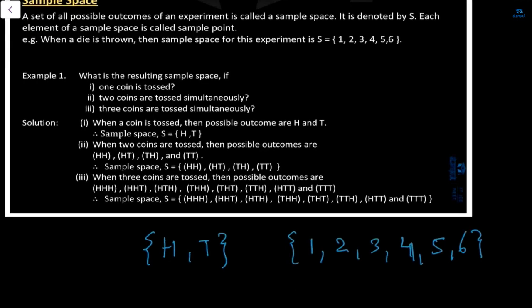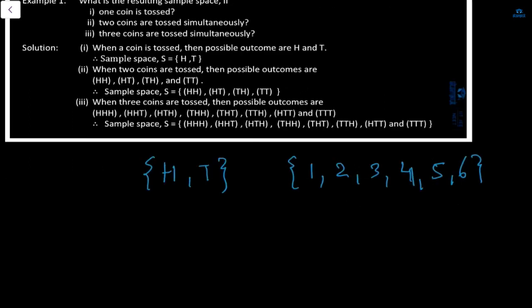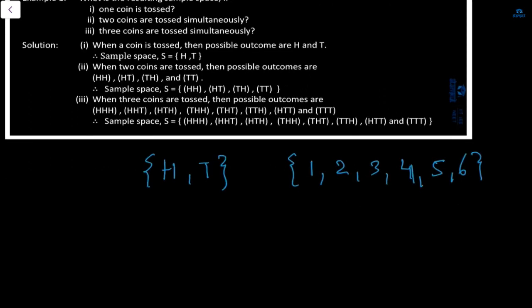Now you can see an example here. What is the resulting sample space if one coin is tossed? If you are tossing one coin, the sample space is H, T. If two coins are tossed simultaneously, it may be that on the first coin you get a head, and on the second coin also a head. Or the first coin a head and the second a tail. Or the first a tail and the next also a tail. Or the first a tail and the second a head. So these are the sample space.